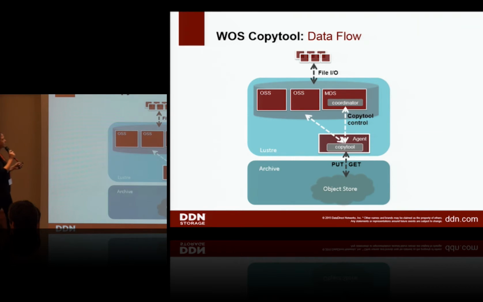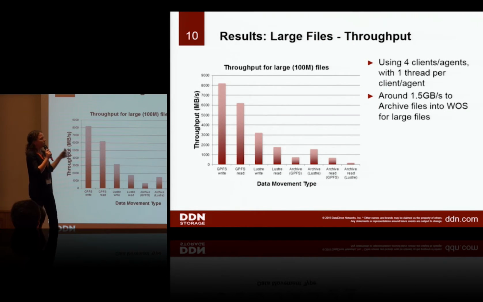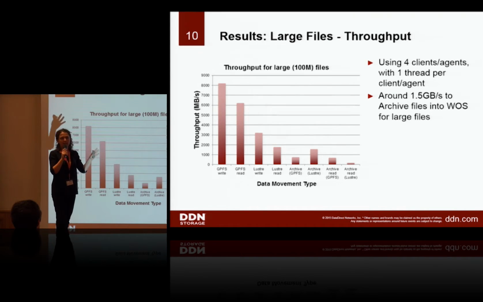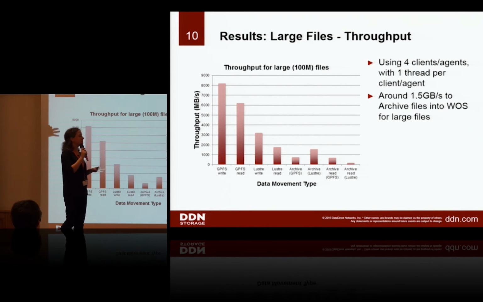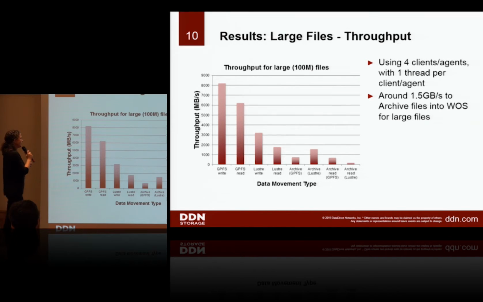So we have seen the test environment that we have tested. This is the data flow, and then what we have got. Here we have a few slides about the results. For example, here we were testing 4 Lustre clients, running a single thread of FIO, doing sequential IO, writing or reading a file.